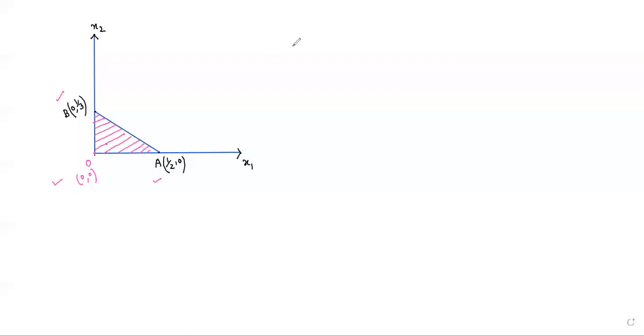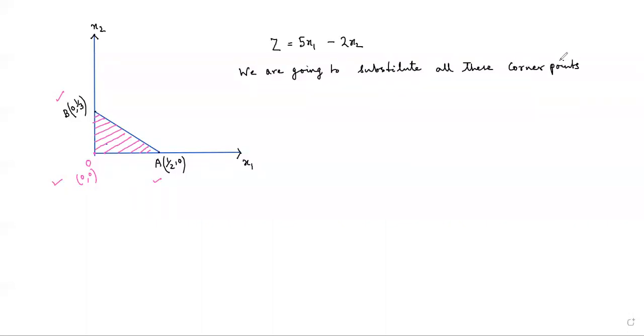Now we are going to substitute. Our objective function was z is equal to 5x1 minus 2x2. We are going to substitute all these corner points in the objective function, and we'll find its value.